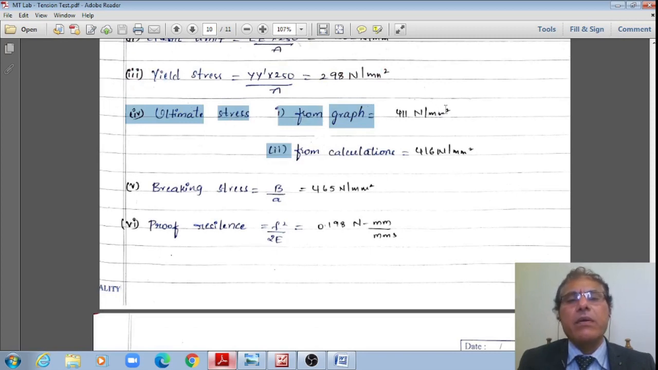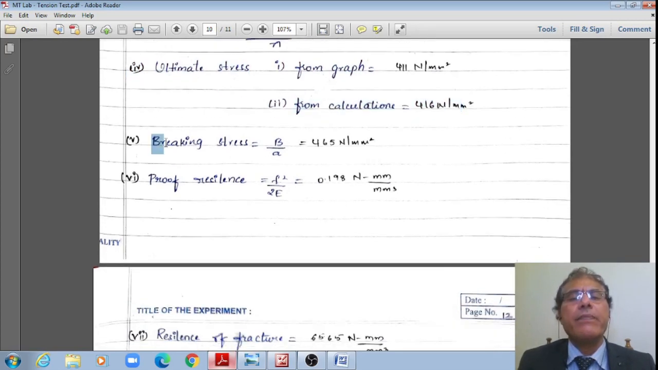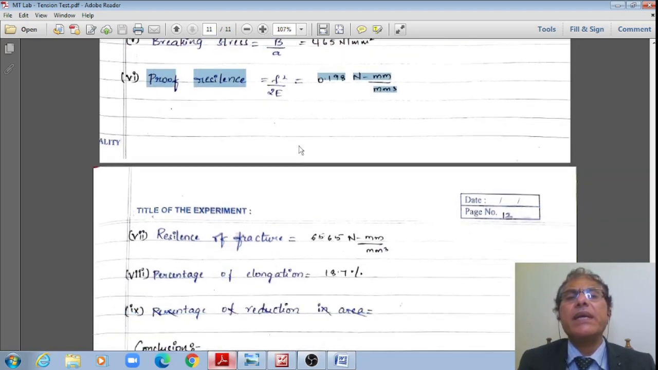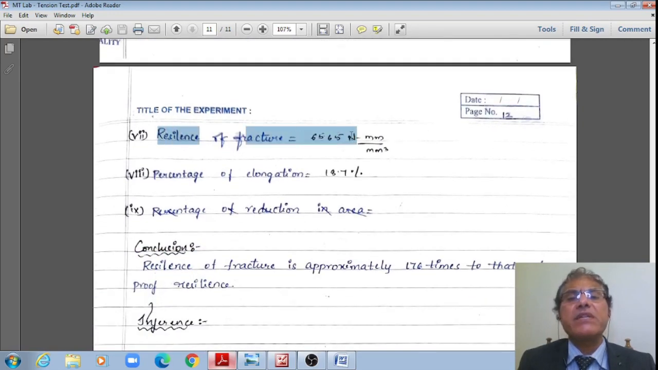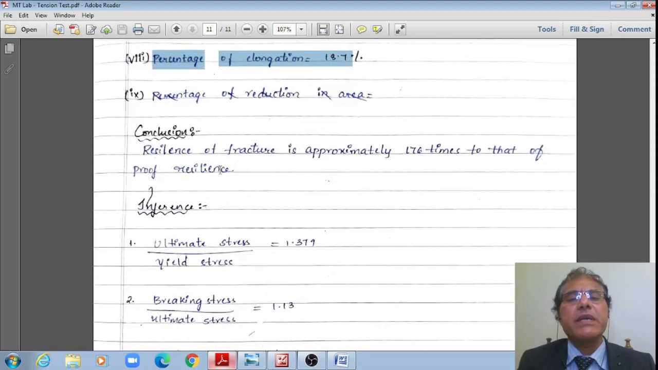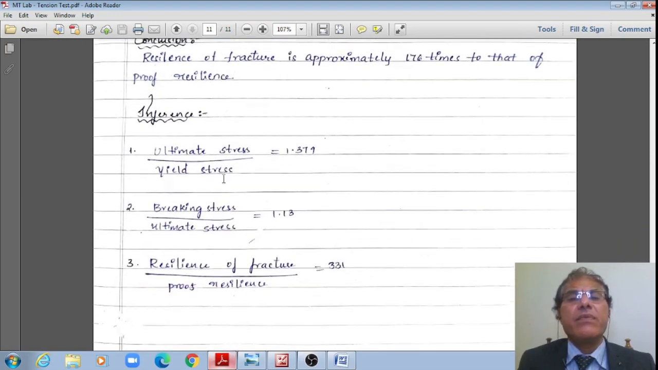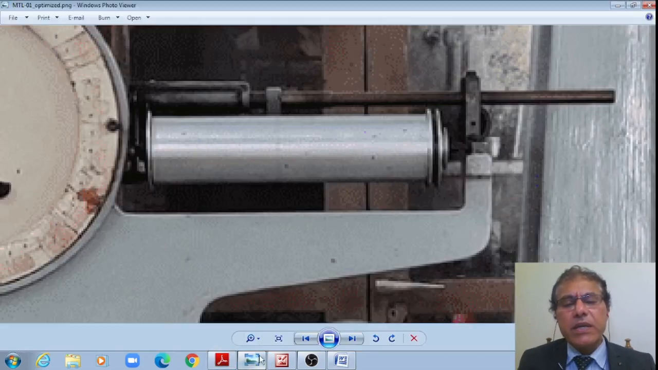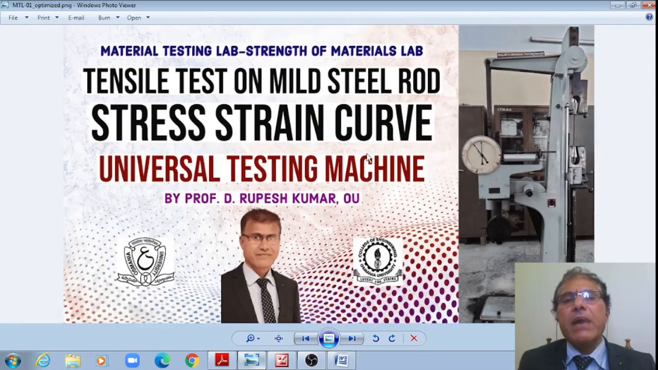graph, what I have just noted, is 400 Newton per mm square, and from the actual observations, right, it is equal to 416 Newton per mm square, and the breaking stress is equal to 465 Newton per mm square, and proof resilience is equal to 0.198 Newton mm per mm cube, and resilience of fracture is equal to 65.65 Newton mm per mm cube, and the percentage elongation is equal to 18.7%, right, and these are the inferences what you already examined, right? This is how the tension test on the mild steel rod is done, student, right?